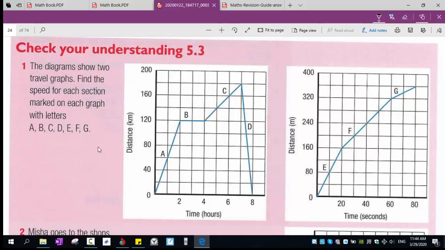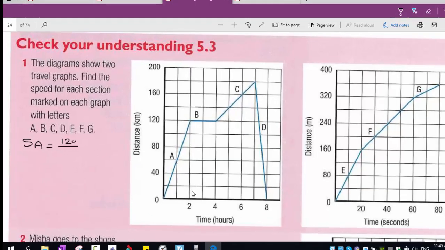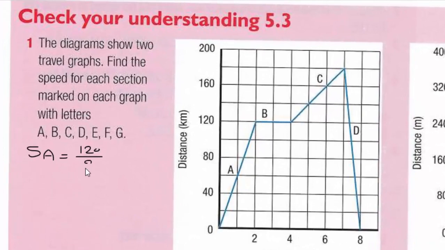And to find speed, we need to know the distance and time. When you look at the diagram, we can get the distance and the time. So that's what we need to find speed. The speed of part A, let's call it SA, means speed of A. Speed of A is distance, which is 120 kilometers, divided by time, which is 2 hours. That gives 60 kilometers per hour.